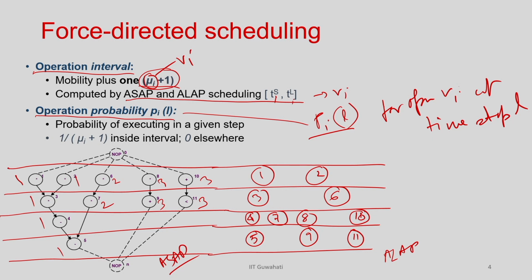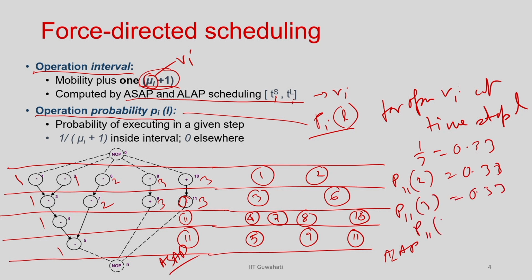So, now think about this operation, say 11, right. Operation 11 can be scheduled in timestamp 2, timestamp 3, and timestamp 4 also, right, because in ASAP it is scheduled in timestamp 2, and in ALAP it is scheduled in timestamp 4. So, this is the operation interval and it can be scheduled in any of these timestamps. What is the probability of scheduling in timestamp 2? It is 1 by 3, right, which is basically 0.33. So, the probability P11 of operation 11 in timestamp 2 equals 0.33. Similarly, the probability of operation 11 in timestamp 3 is also 0.33, right. In timestamp 4, again it is 0.33, and it cannot be scheduled in timestamp 1. So, the probability of operation 11 in timestamp 1 is 0.